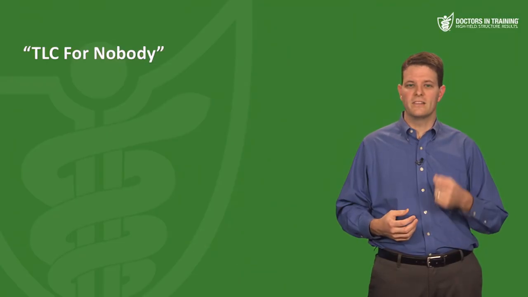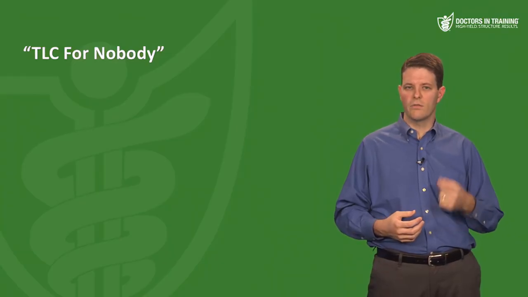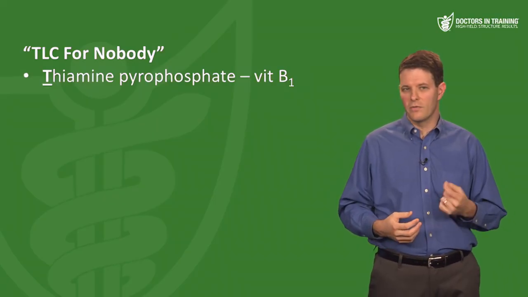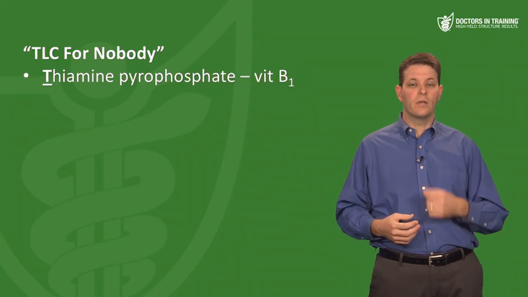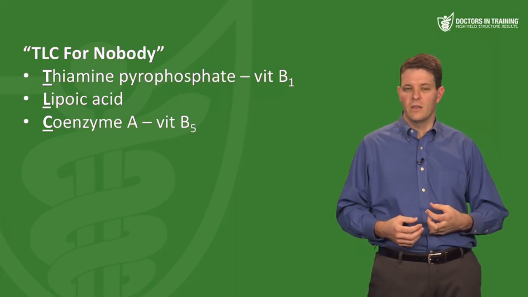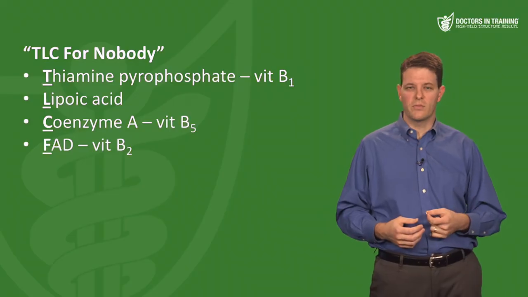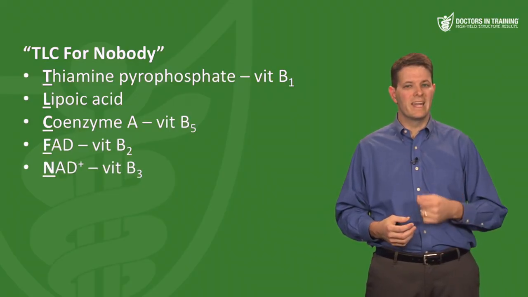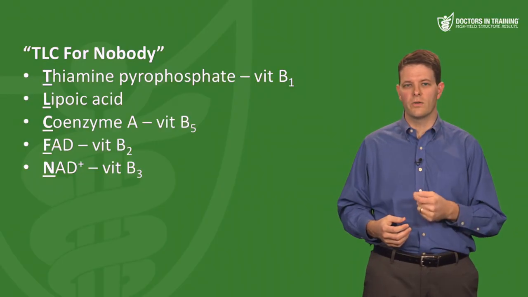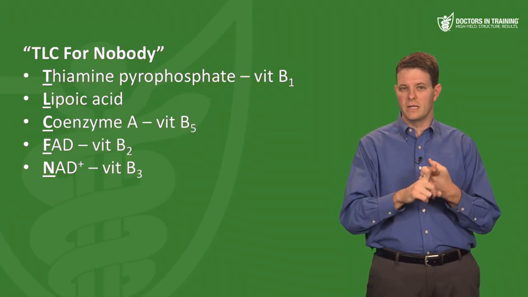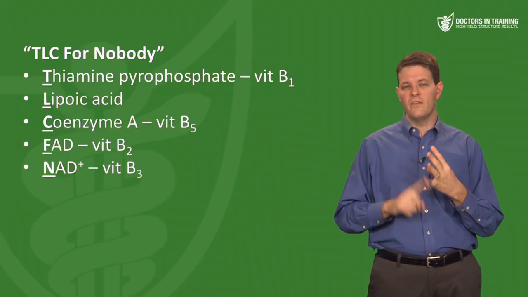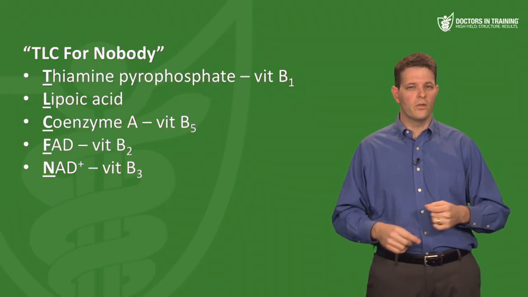And the mnemonic for these cofactors is TLC for nobody, tender loving care for nobody. The T is for thiamine pyrophosphate, or TPP. That's the active form of thiamine. That's vitamin B1. L is for lipoic acid. C is for coenzyme A, which is ultimately derived from vitamin B5. The F in 4 stands for FAD, which comes from vitamin B2. And the nobody stands for NAD+, which comes from vitamin B3, which is niacin. So several B vitamins are required to convert pyruvate to acetyl-CoA. Vitamin B1 to make TPP, B2 to make FAD, B3 to make NAD+, and B5 to make CoA. So make sure you know all those cofactors.